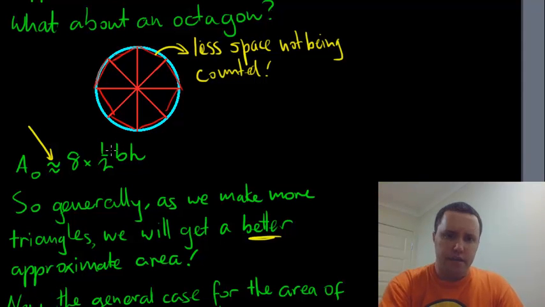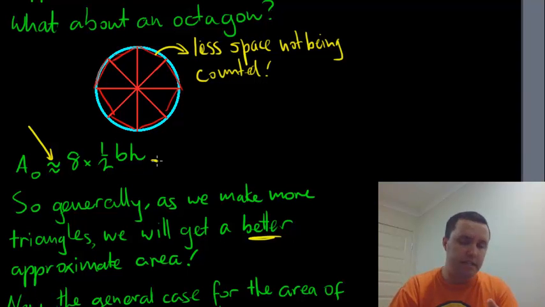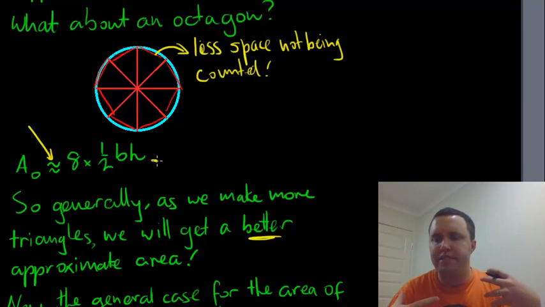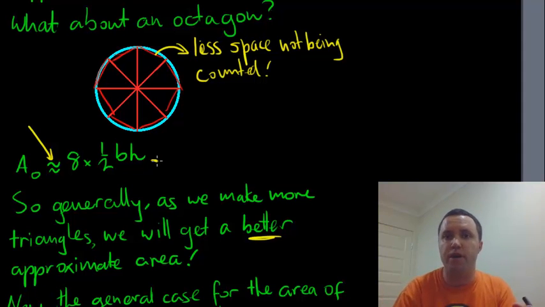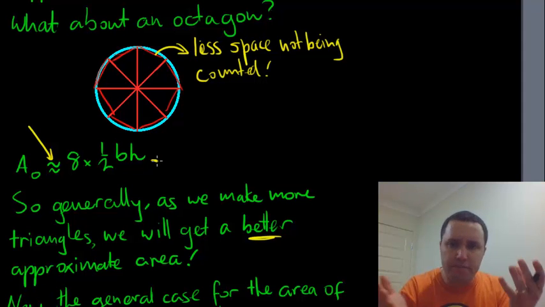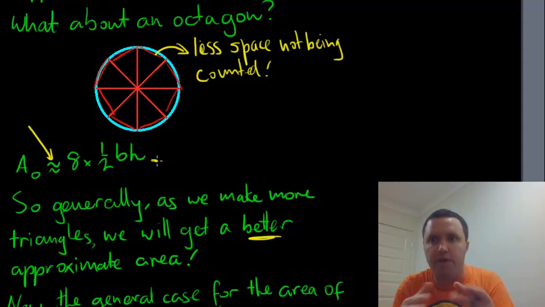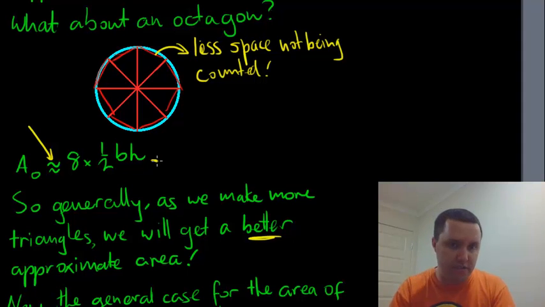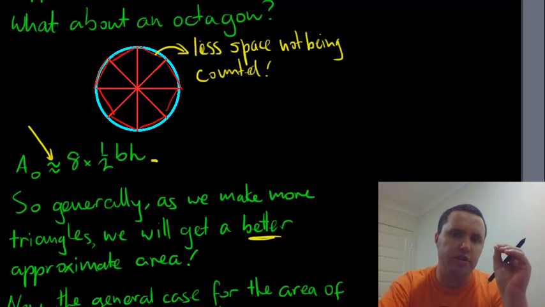As we make more and more triangles, we went from 6 and it was okay, we went to 8 and it was even better. So what if we went to 10 or 12 or 15 or 20 or 100 triangles? We would get really good approximations, even better and better. It wouldn't be perfect. What about 1,000 triangles or 1,000,000 triangles? I want you to think about dividing this circle up into smaller and smaller and smaller triangles.